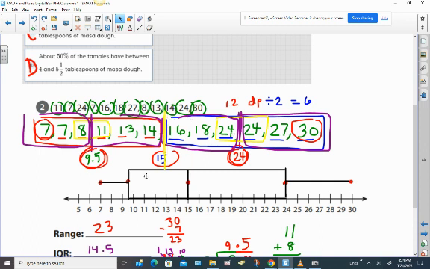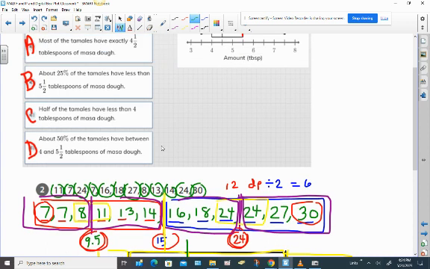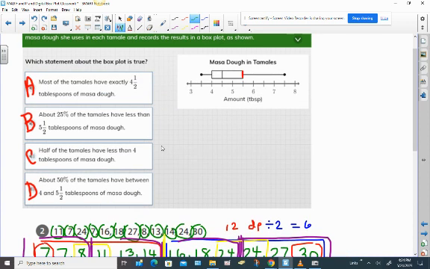If we follow those same chunks on the box and whisker plot, we have this chunk right here, this chunk right here, another chunk here, and our fourth chunk right here. So again, on a box and whisker plot, half of the data would be on the right, half of the data would be on the left. Let's go back and look at the question and make sure we understand what they're really saying.